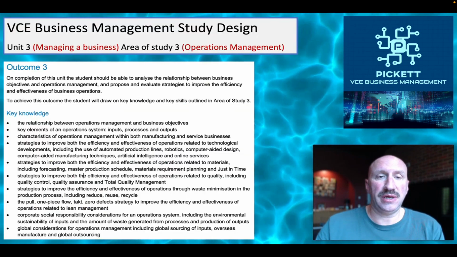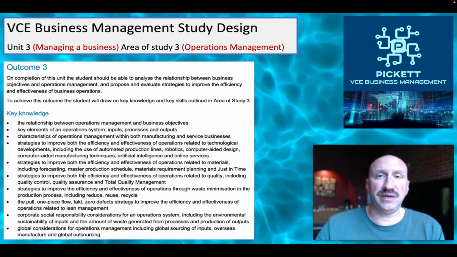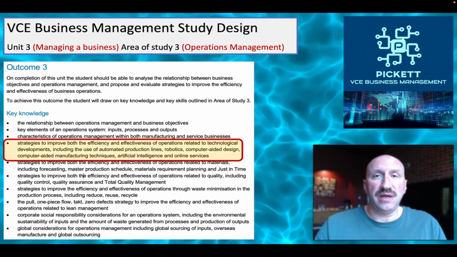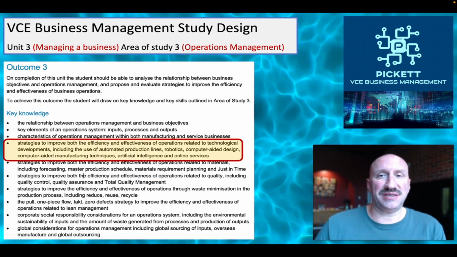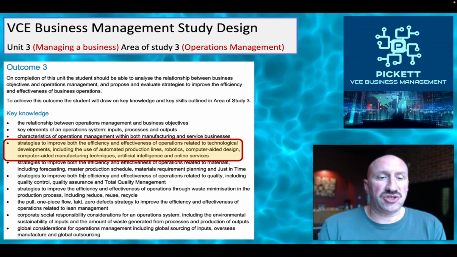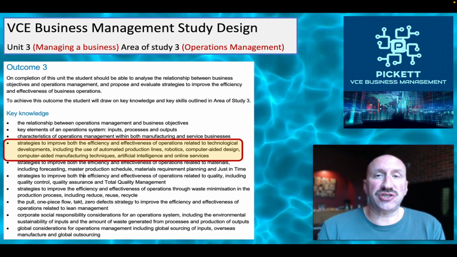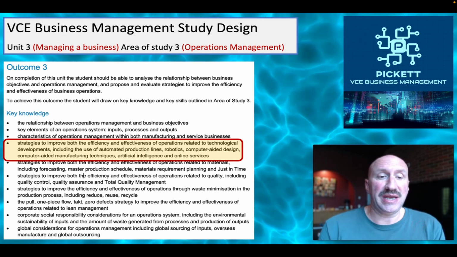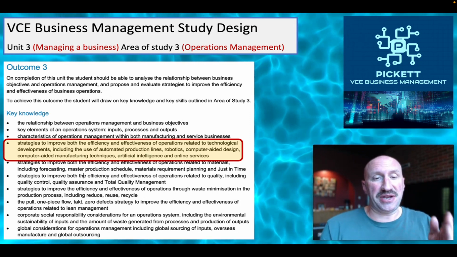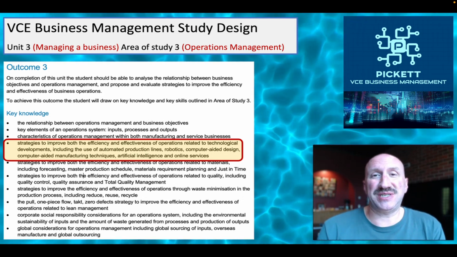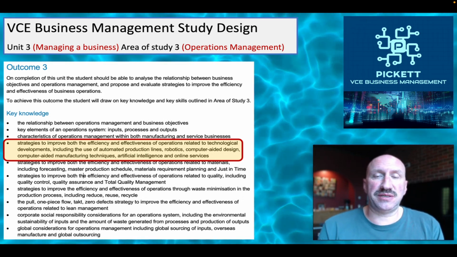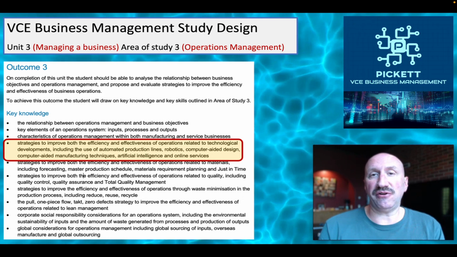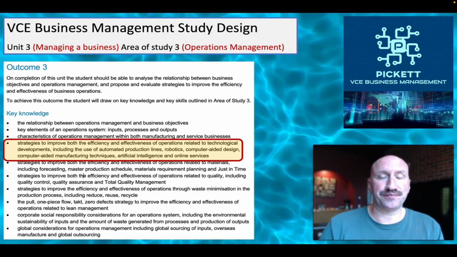Okay, so here is our study design and here is the key knowledge dot point. You can see there's a bit to it. Strategies to improve both the efficiency and effectiveness of operations related to technological developments, including the use of, and then it lists 6 specific technologies. So this is one where we have a very definite script.